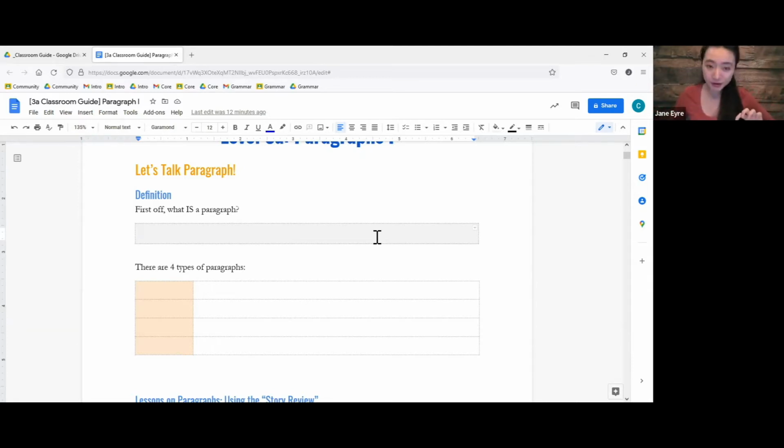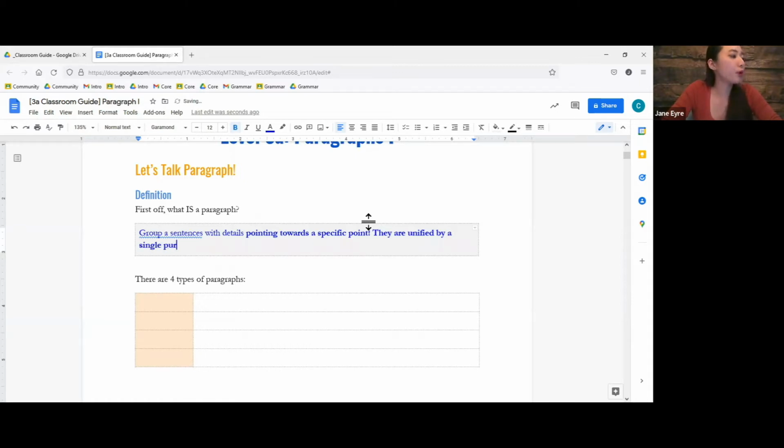Well, a paragraph, yes, it is a group of sentences, but more specifically, they have details all pointing towards a specific point. Very, very important. So it's a group of sentences with details pointing towards a specific point. All right? They are unified by a single purpose.